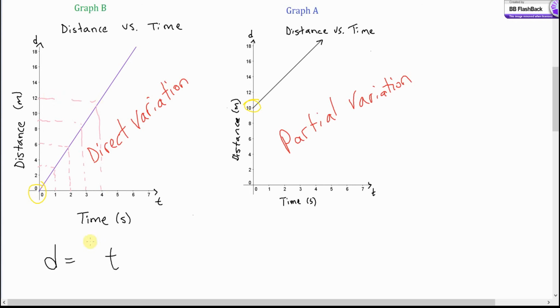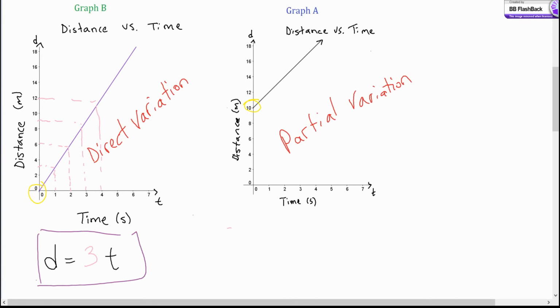So what do we need to do to the time to get the distance? 1 times something equals 3, 2 times something equals 6, 3 times something equals 9. Do you see the pattern? We have to multiply by 3. That's it, that's all. Direct variation. It's quite simple.